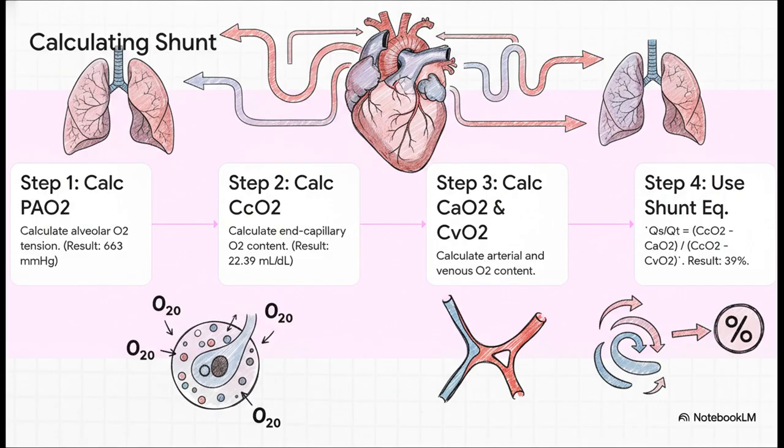So in this example, with a patient on 100% oxygen but a PaO2 of only 100, we follow the steps and we calculate a shunt fraction of 39%. That tells us that nearly 40% of this patient's cardiac output is completely bypassing ventilated lung tissue. That is a very, very significant shunt.